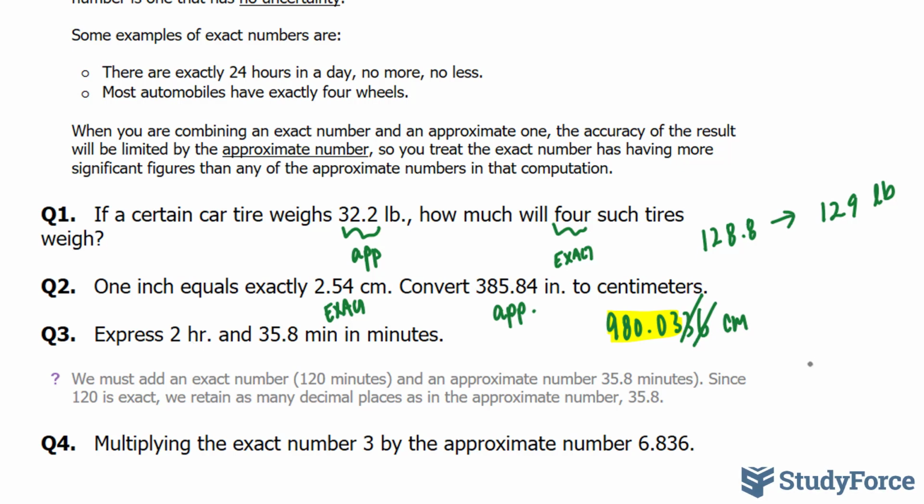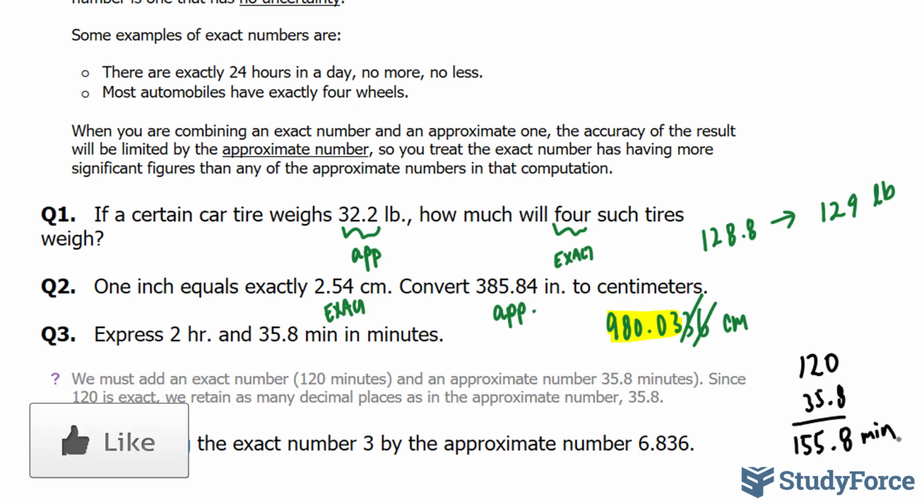Now adding these two together, we have 120 plus 35.8. This gives us 155.8 minutes. And this is our final answer with the correct number of significant digits.